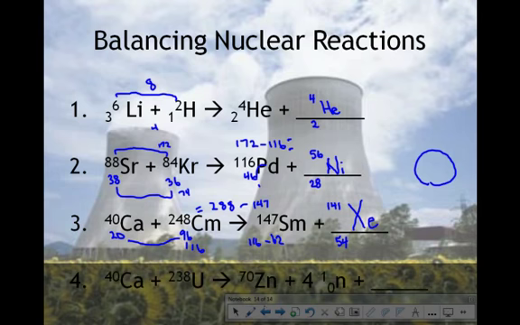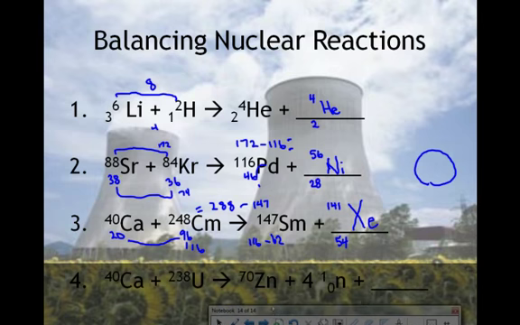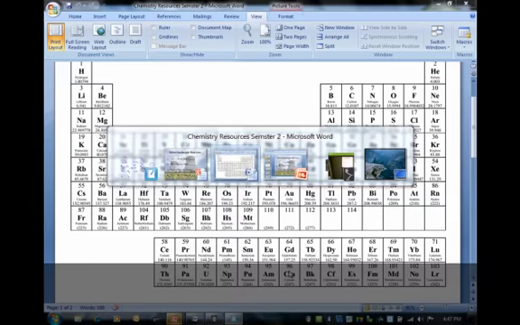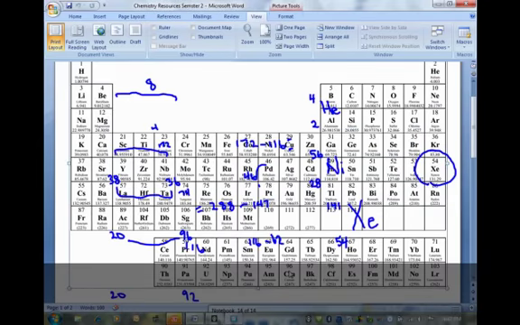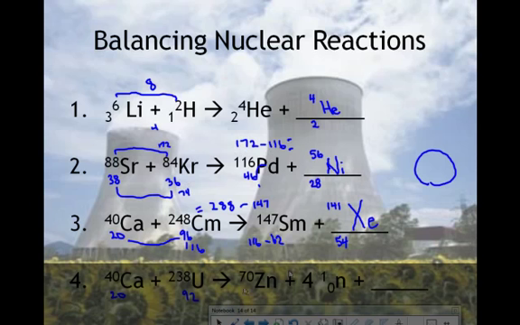Okay, so this one gets a little bit more complicated. Calcium is still 20 and uranium is still 92. Did we do zinc before? Nope, we had nickel there before. So let's look at zinc, number 30. And then the neutrons that are made in this process have a 0. All right, so let's start adding the tops together.